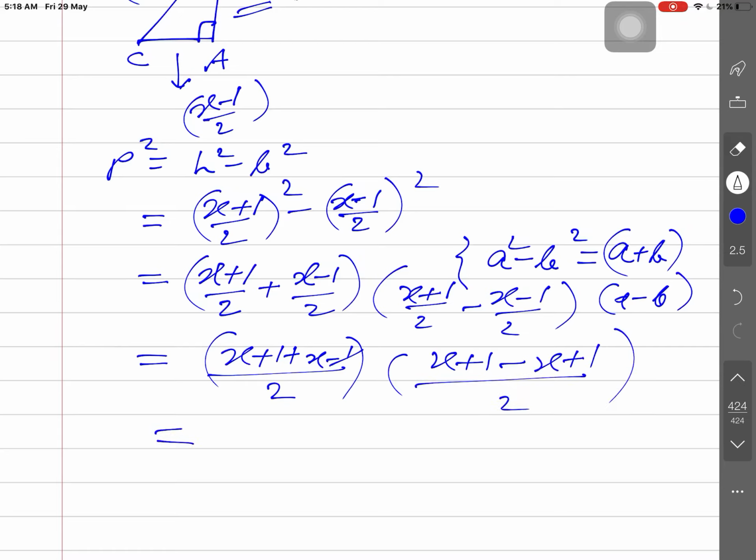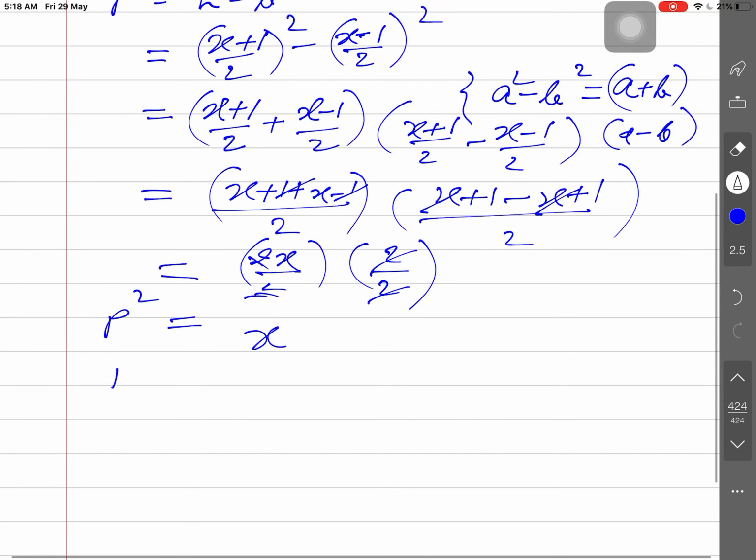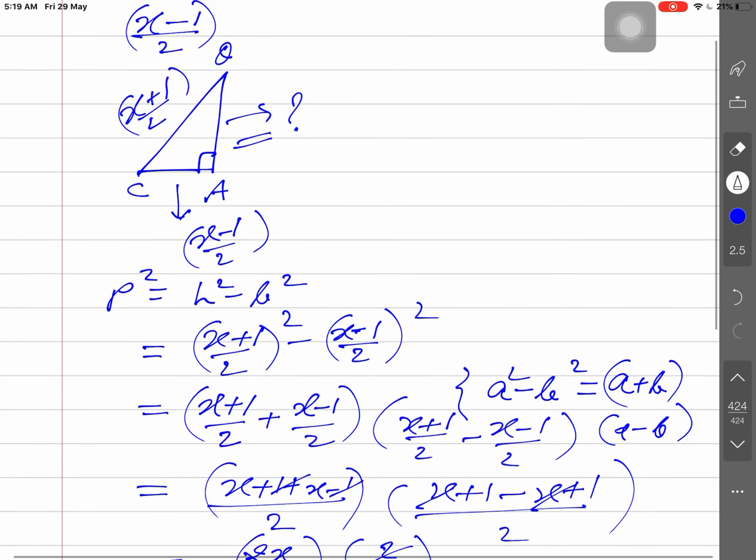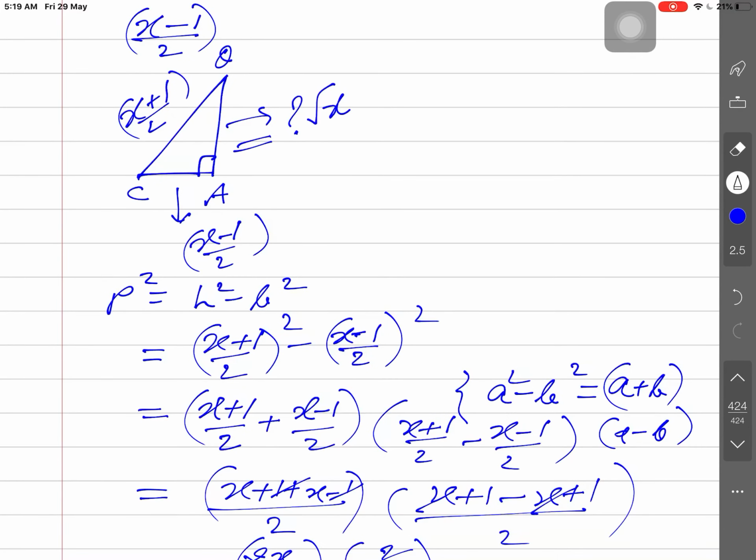And further, 1 and 1 cancel, so it shall be 2x by 2, and in the other factor x cancels, leaving 2 by 2. So what is coming is x. It is p square equal to x. So what is the value of p? So p is equal to under root x. Clear? What does this mean?